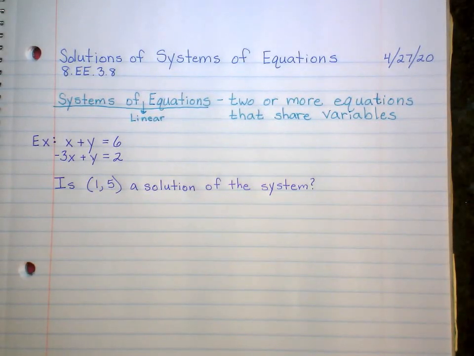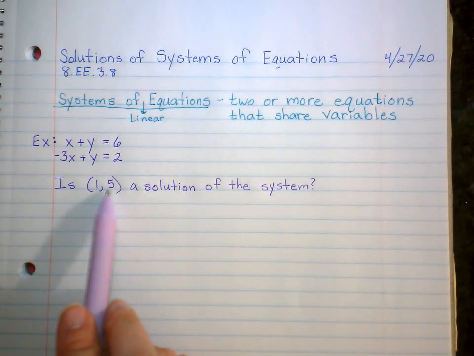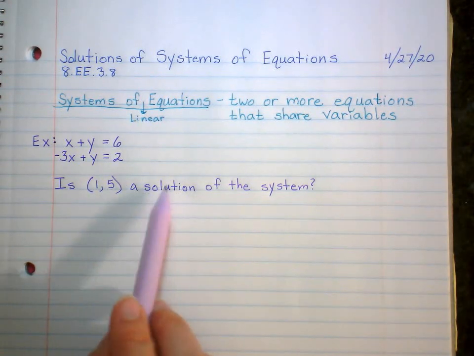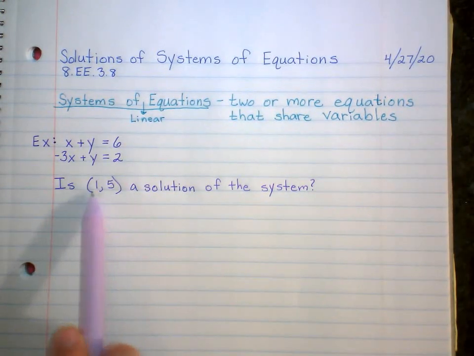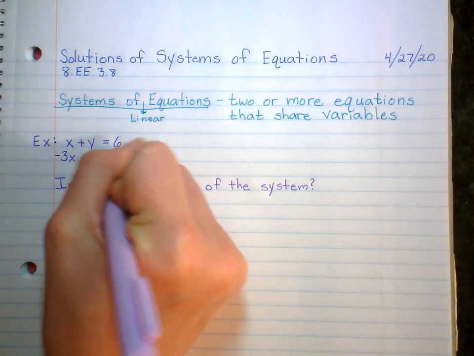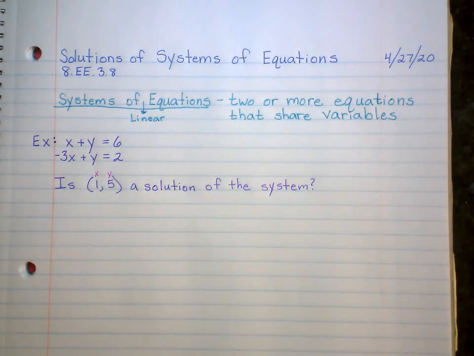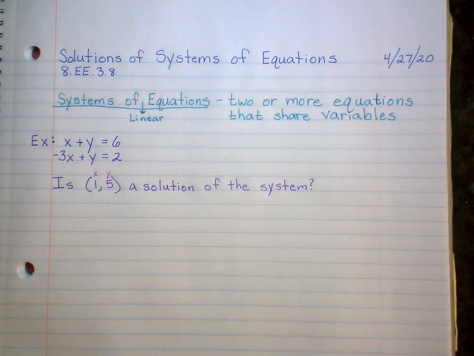All you do is, well, we know this is an ordered pair. This is 1 and this is 5. So solutions to systems of equations are ordered pairs. 1 is our x, 5 is our y. If you forget that, just write x, y. Okay? We have our x and our y. All we do, think of that commercial: plug it in, plug it in. Just plug in the 1 for the x's and the 5 for the y's.